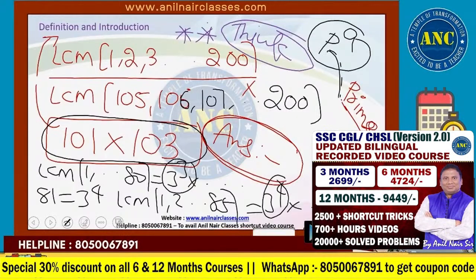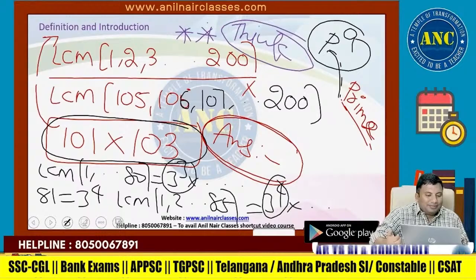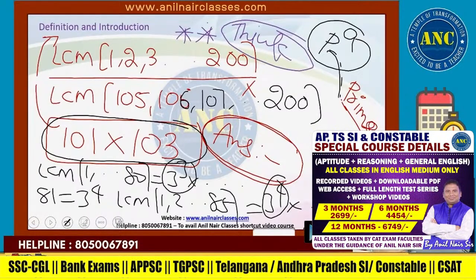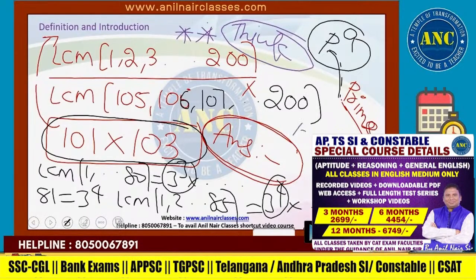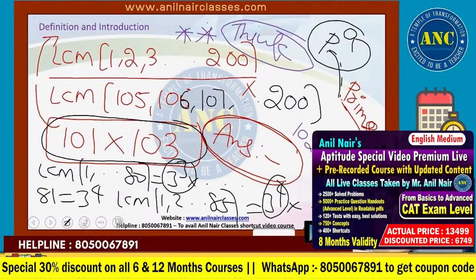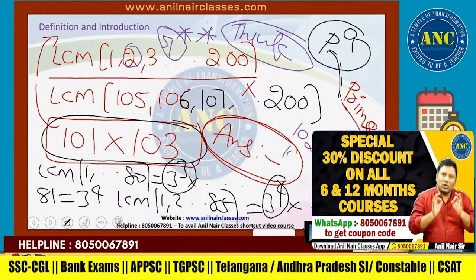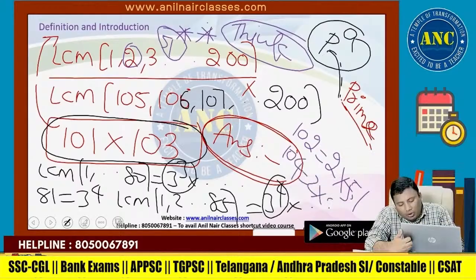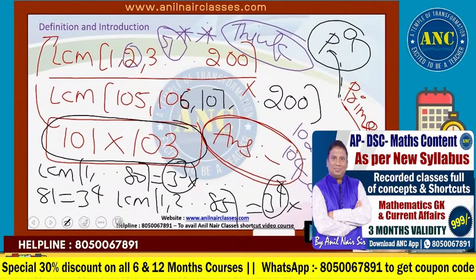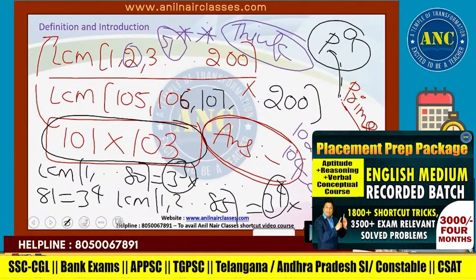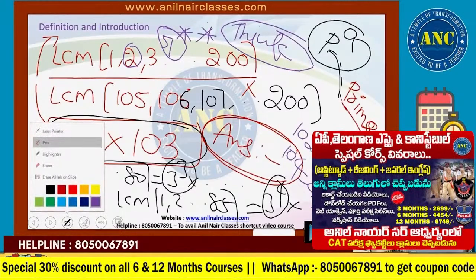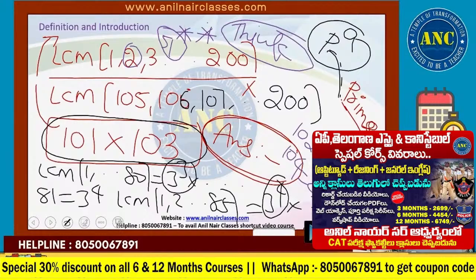Asif Basha, why will 102 come, beta? Why will 102 come, you tell me. What is 102? 102 is 2 into 51. 2 will be present here, 51 is present here. Why will 104 come? 2 into 52. 2 is present here, 52 will be present here. Next question. Please write down, sir.